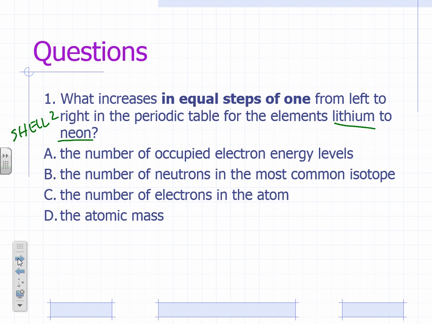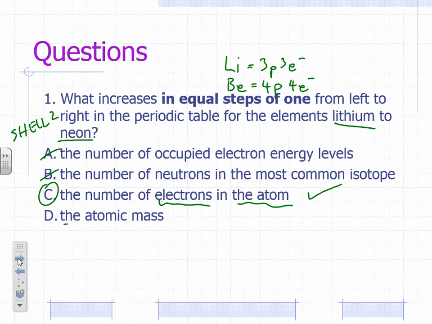B, the number of neutrons in the most common isotope? No. The number of neutrons varies in an irregular way, so it is not B. C, the number of electrons in the atom. Lithium is element number 3. It has 3 protons and it has 3 electrons. The next element, beryllium, is element number 4. It has 4 protons and it has 4 electrons. So yes, its atomic number is increasing, but that also means that in the atom, the number of electrons are increasing by 1. So the correct answer is C.